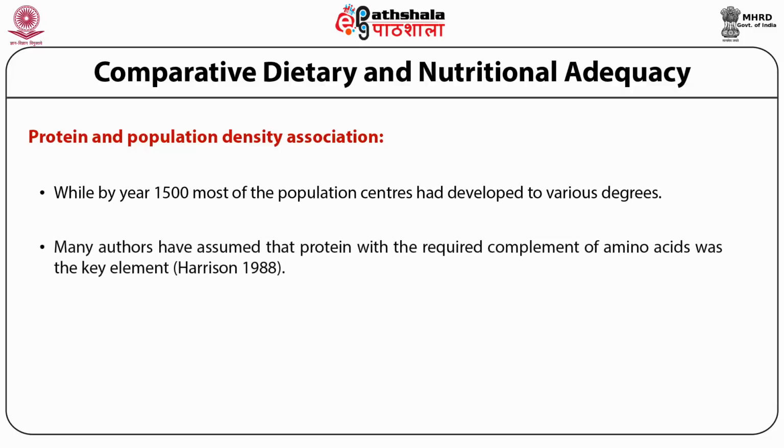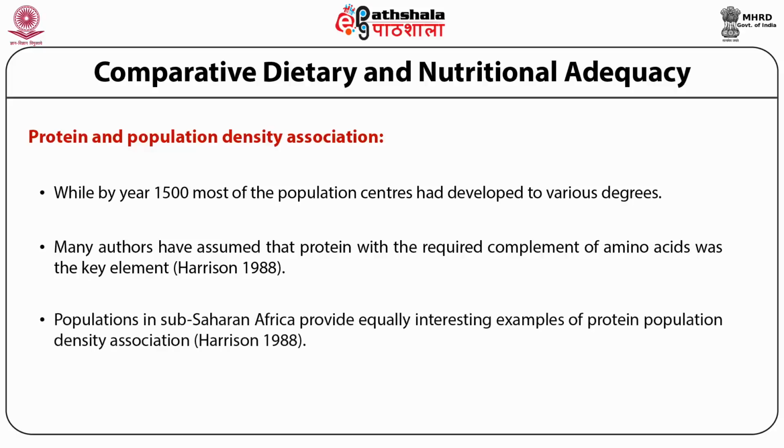Many have assumed that protein, with the required complement of amino acids, was the key element. Diets based on only a few plant sources may result in a number of serious deficiency syndromes. The early explorers found that among the maize-growing populations, the American Indians of the eastern United States, the largest densities were around fish-rich waters such as Narragansett Bay in Rhode Island and the brackish Chesapeake Bay.